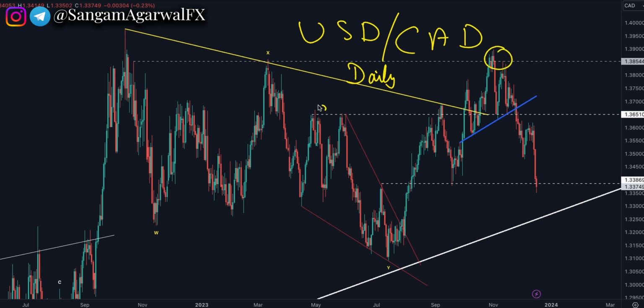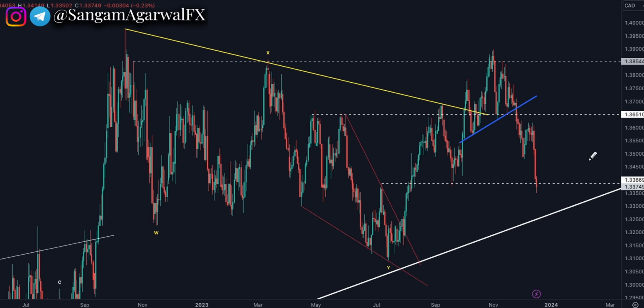USDCAD daily time frame. You can see clear support and resistance. And finally, because of weak dollar, price is testing 133 horizontal support. And since we are bullish dollar for next 2 weeks, we are expecting counter trend correction from this level, and let's see how high this pair goes.